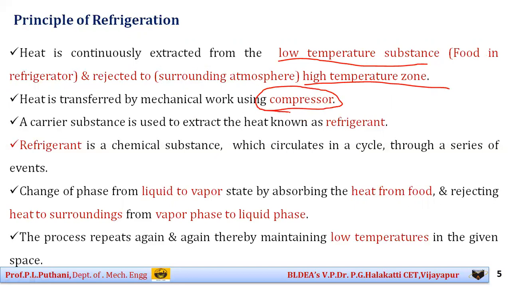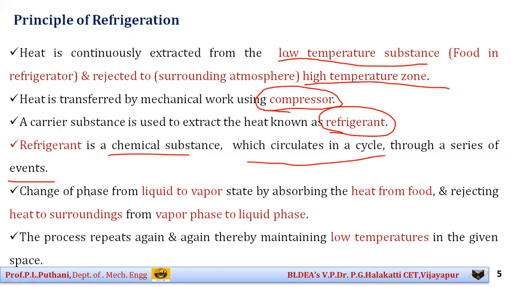So the function of this compressor is to circulate the refrigerant, which extracts the heat from the lower temperature zone, that is the food, and rejects the heat to the higher temperature zone, that is the surrounding atmosphere. So this compressor is pumping a refrigerant, a chemical substance which is responsible for exchanging the heat as it passes through a cycle. It circulates in a cycle to carry out a series of events.